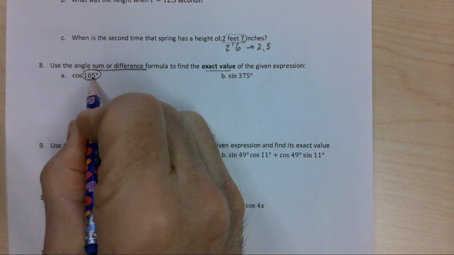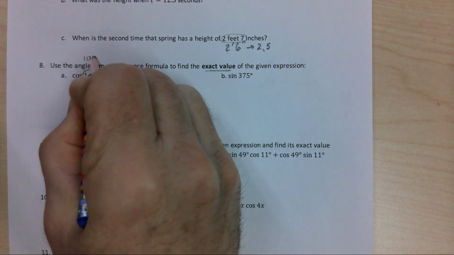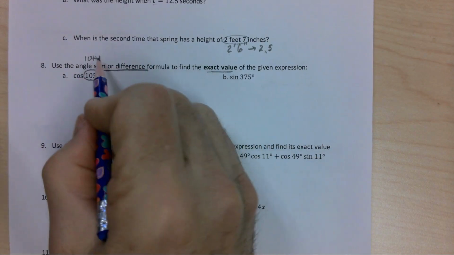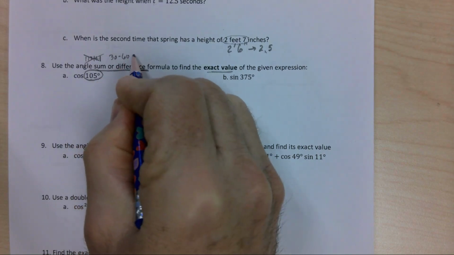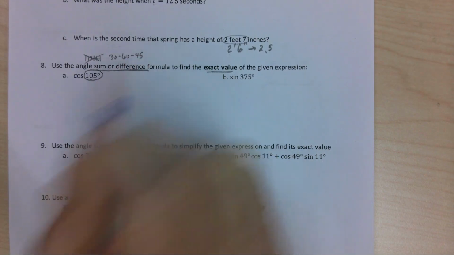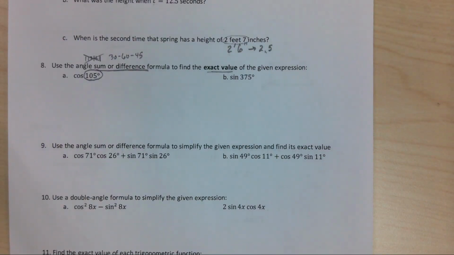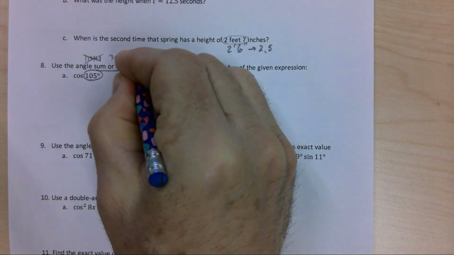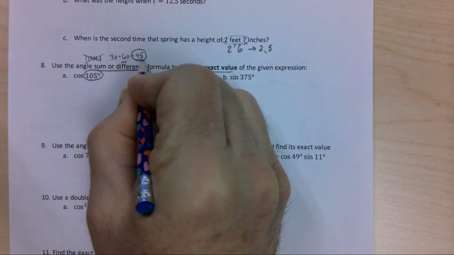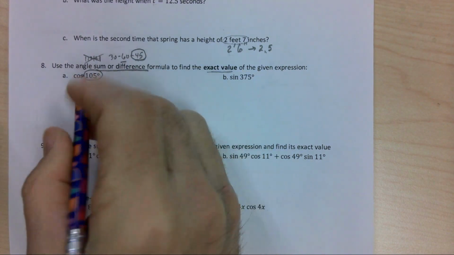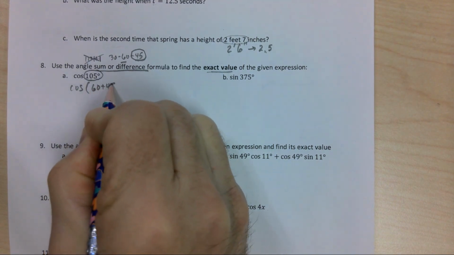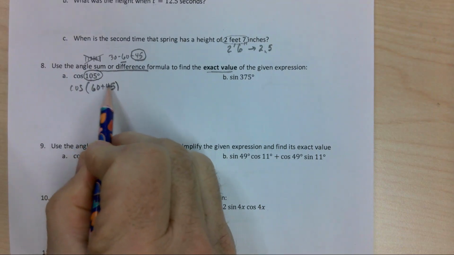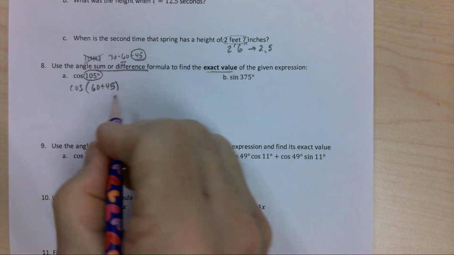Remember, the two numbers you pick, if I picked 104 plus 1, it's true. But these aren't going to work. They want you to practice your 30, 60, 45 reference angle situations. Having said that, I can kind of see that 60 and 45 adds up to 105. So I'm going to do that, 60 plus 45. Now if I put 45 plus 60, that'll be fine. The formula will take care of it.